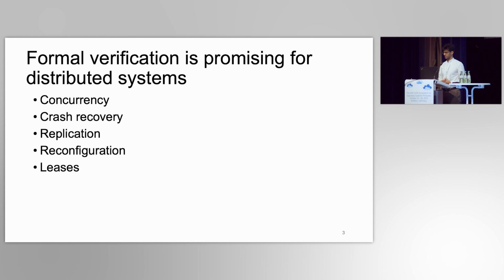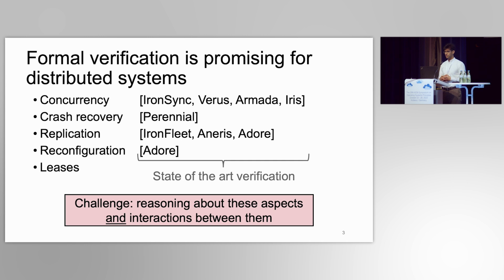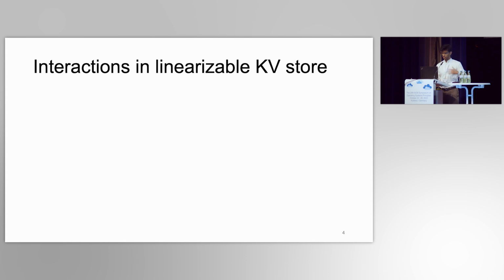Formal proofs can ensure that a system is correct across all the corner cases and subtle behaviors. Prior verification work has even shown how to handle many of these aspects of distributed systems individually in isolation. However, real systems often make use of all these different aspects and in ways that interact with one another. In this work, we set out to reason about these systems by verifying all their aspects as well as the interactions between them.